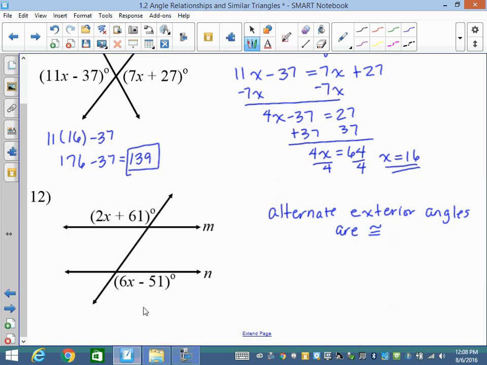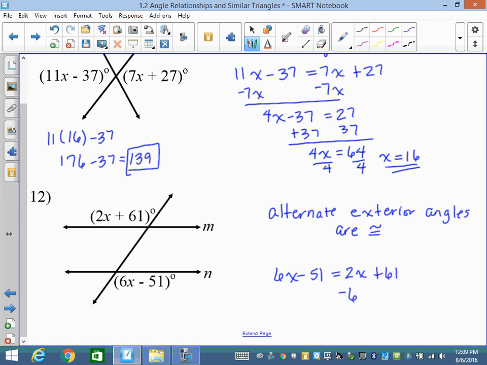So I'm going to ask you to pause at this point and you set up the problem, go through at least find the value of x before you come back and see what we're doing here. Okay, welcome back, and let's finish this one up. So I have 6x minus 51 must equal 2x plus 61.